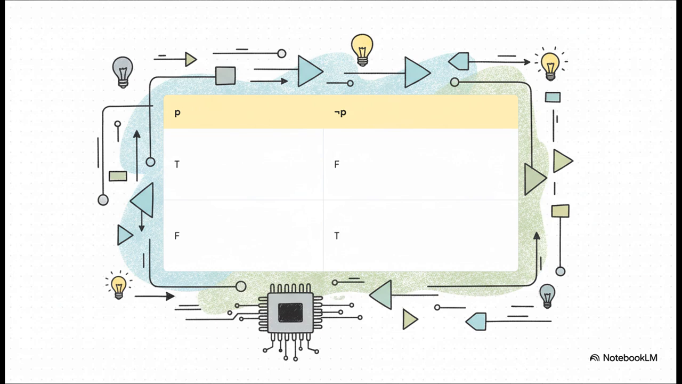And this brings us to a really powerful tool called a truth table. All it does is map out every possible outcome. As you can see, the truth table for not is super simple. If P is true, then not P is false. And if P is false, not P is true. We're going to see how these tables help us untangle way more complex ideas in just a minute.